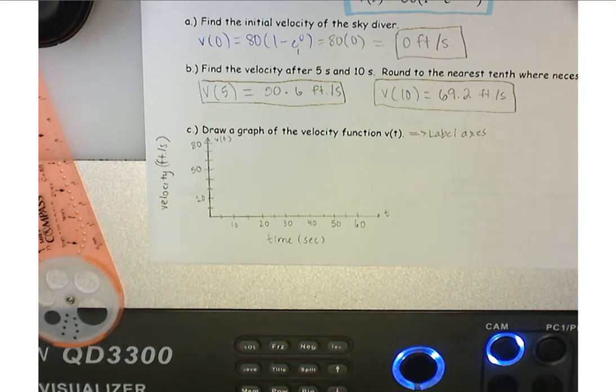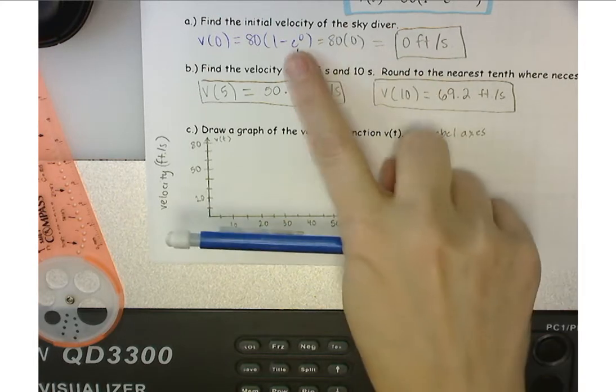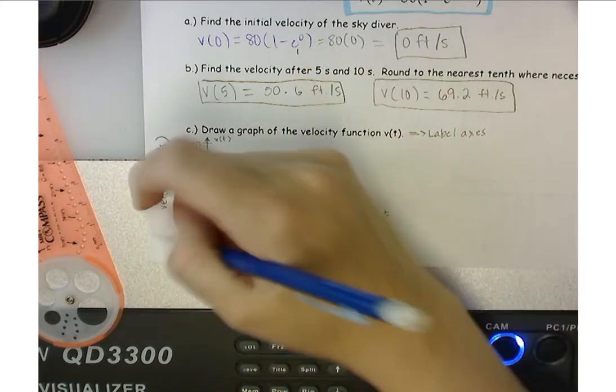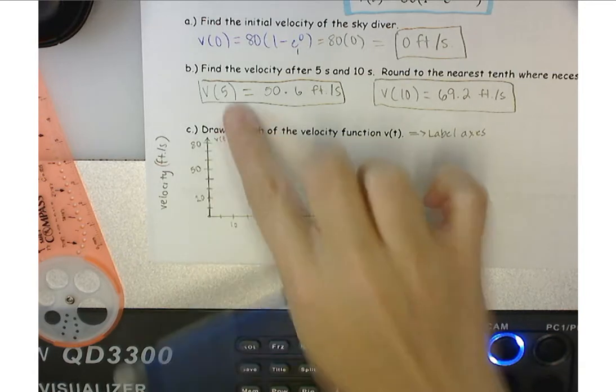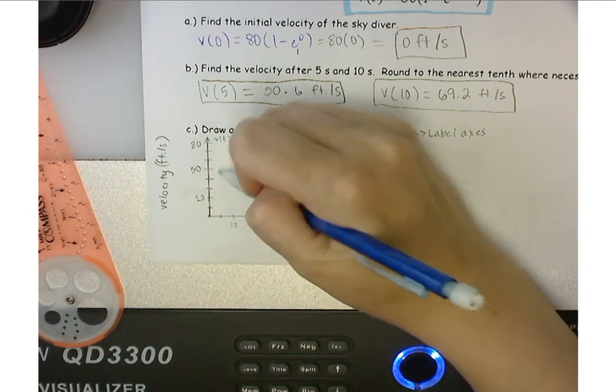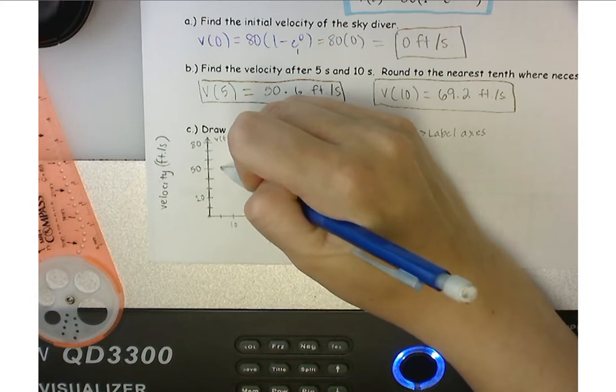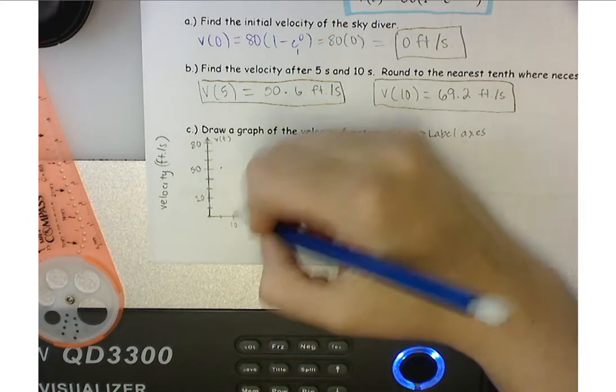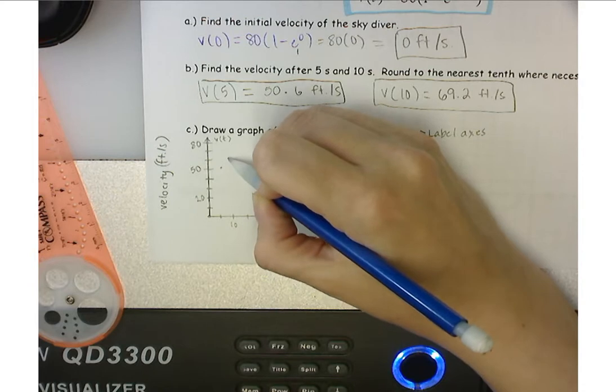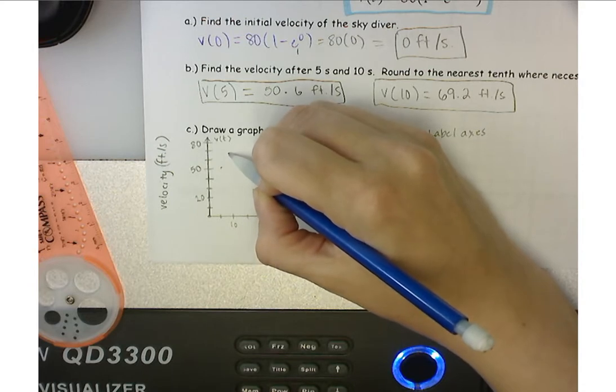Okay, and then so now I can plot some points. Now I already have some, right? From part A, it's 0, 0. From part B, I have 5 and then 50.6, which is really, really close to 50. Here I have 10, which is close to 70 there.